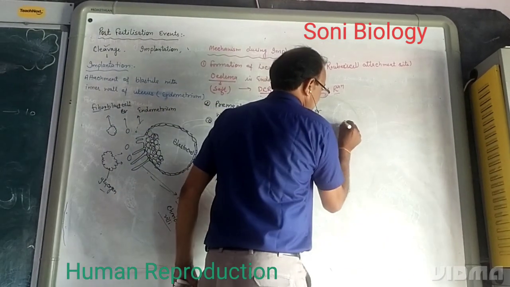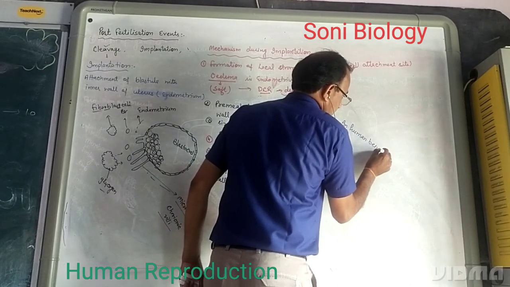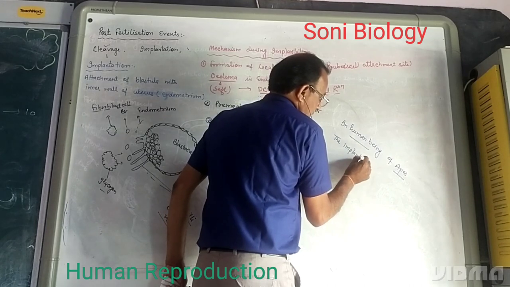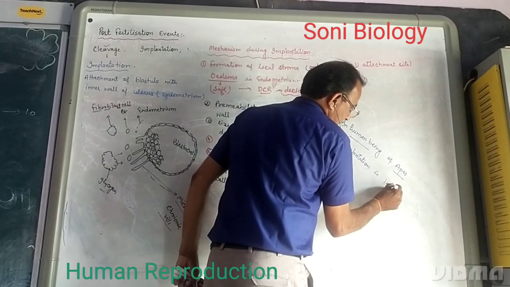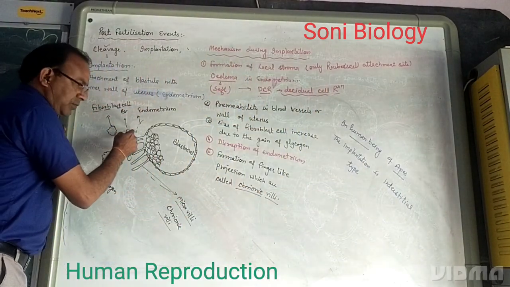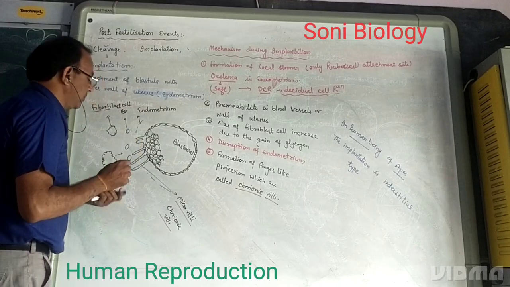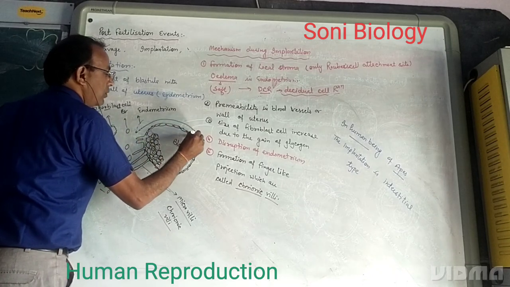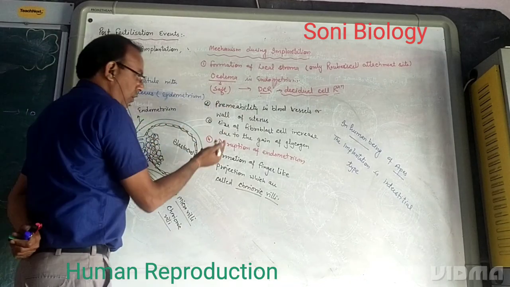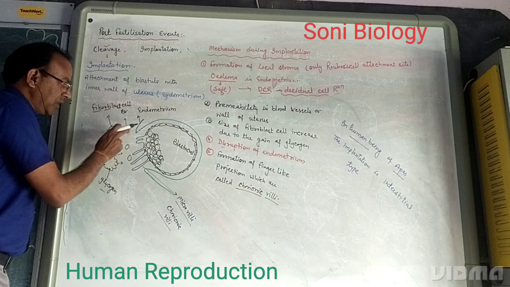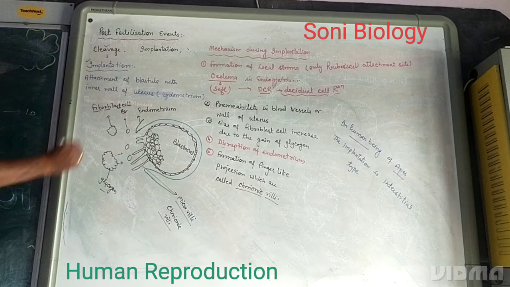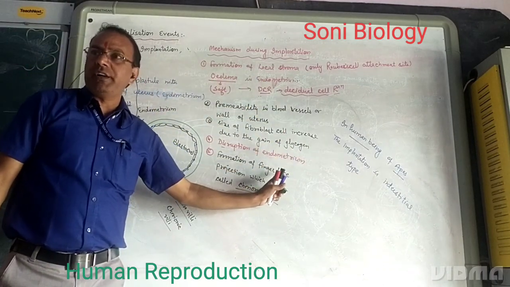One more mechanism is that in human beings or apes, the implantation type is interstitial. What do you mean by interstitial? The inner membrane of the endometrium covers the blastula, forming around it. The site from which the endometrium was disrupted covers the blastula, and the blastula again attaches with the endometrium, which is called implantation. These are the mechanisms that occur during implantation.